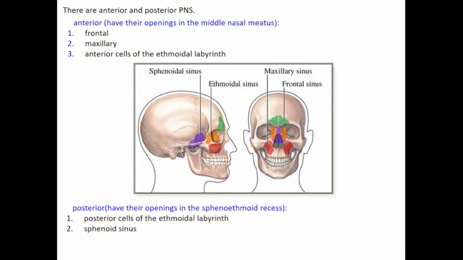Everybody remember that all paranasal sinuses are divided into an anterior group and a posterior group. The anterior group is the maxillary sinus, frontal sinus, and anterior ethmoid cells. The posterior group have their openings in the sphenoethmoid recess and superior nasal meatus: posterior cells of the ethmoidal labyrinth and sphenoid sinus. And all sinuses of the anterior group are drained into the middle nasal meatus.